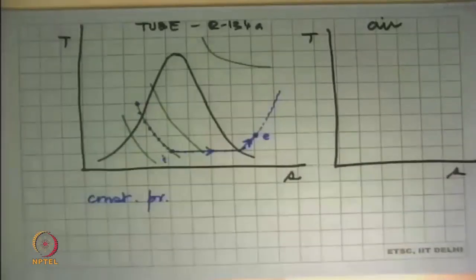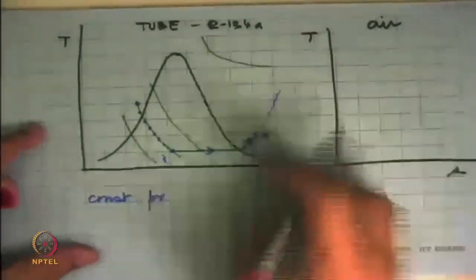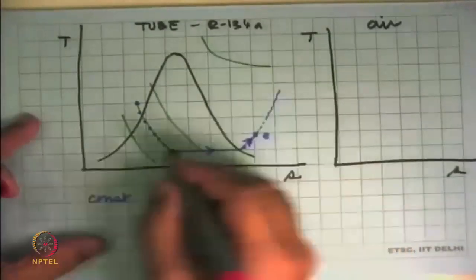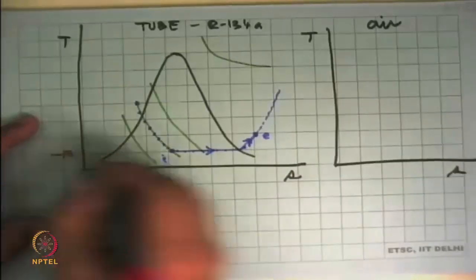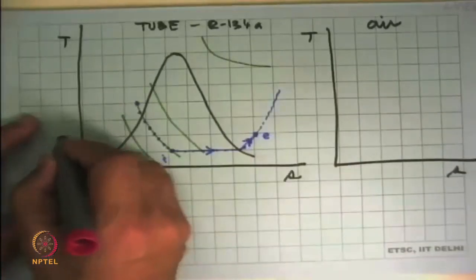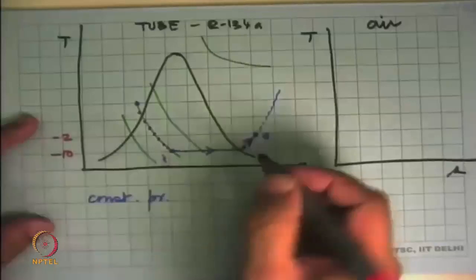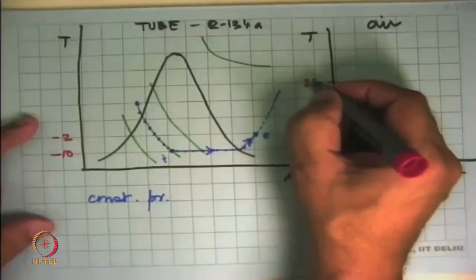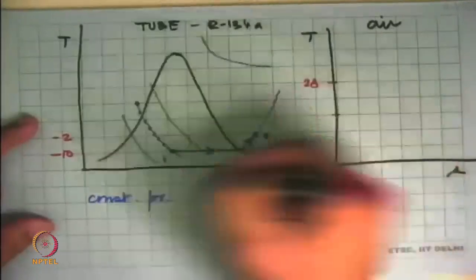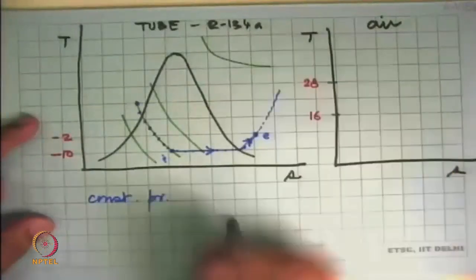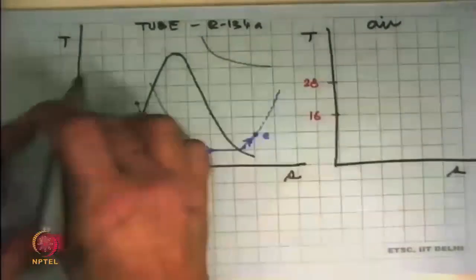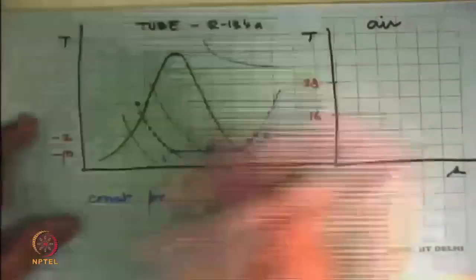Now what will happen on the air side? Now, on the air side, we know that the air was warmer than this fluid at all states. So if this was say minus 10 degrees Celsius, this was say minus 2 degrees Celsius, and the air which came in was say 28 degrees Celsius and left the device at say 16 degrees Celsius. So that much temperature difference was there between the hot and the cold fluid at all times.